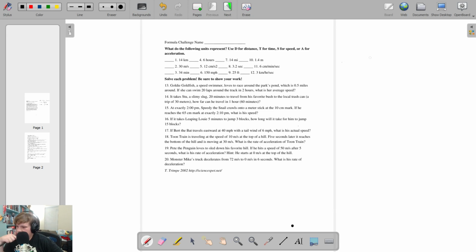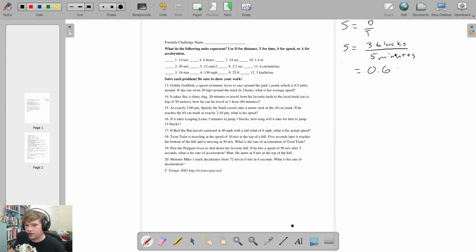Number 16, if it takes a leaping Louis 5 minutes to jump 3 blocks, how long will it take him to jump 15 blocks? Okay, so we're given our time and our distance. So we can calculate our speed from that. So we're going to have speed is equal to distance over time. So speed is equal to our distance, which she said was 3 blocks. And it took 5 minutes. So 3 divided by 5 will give us our speed, which is 0.6 blocks per minute. Okay, and so we're going to write out blocks per minute.